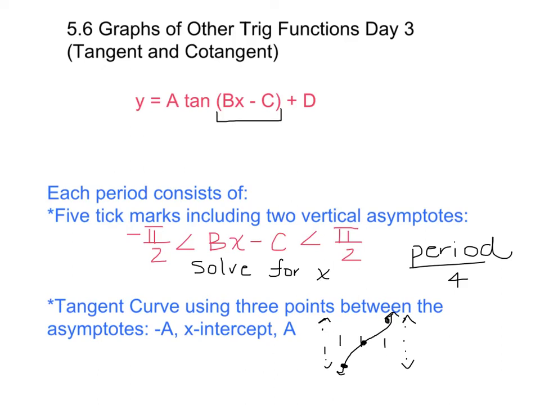And then if they wanted you to do another period, you'll do the same thing. Negative A, 0, positive A. And that's the graph for tangent. So let's try to do one so you can see how it works.